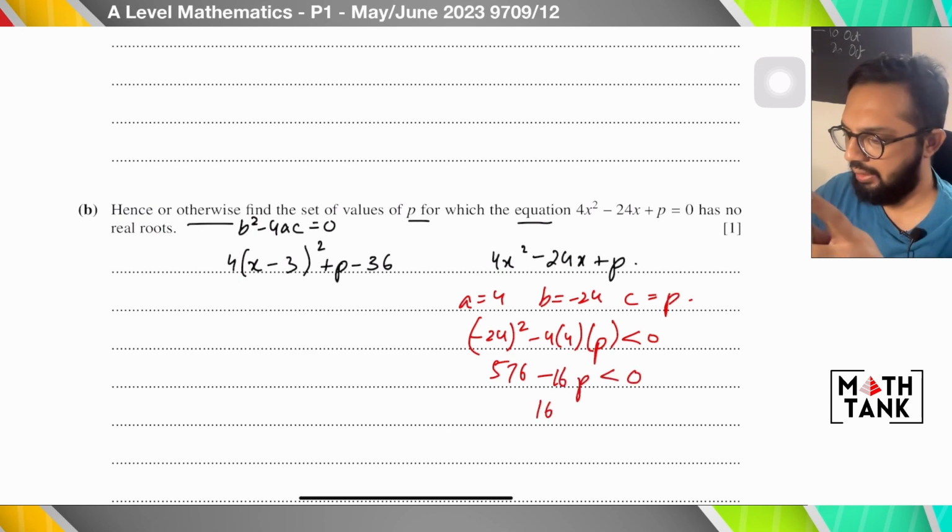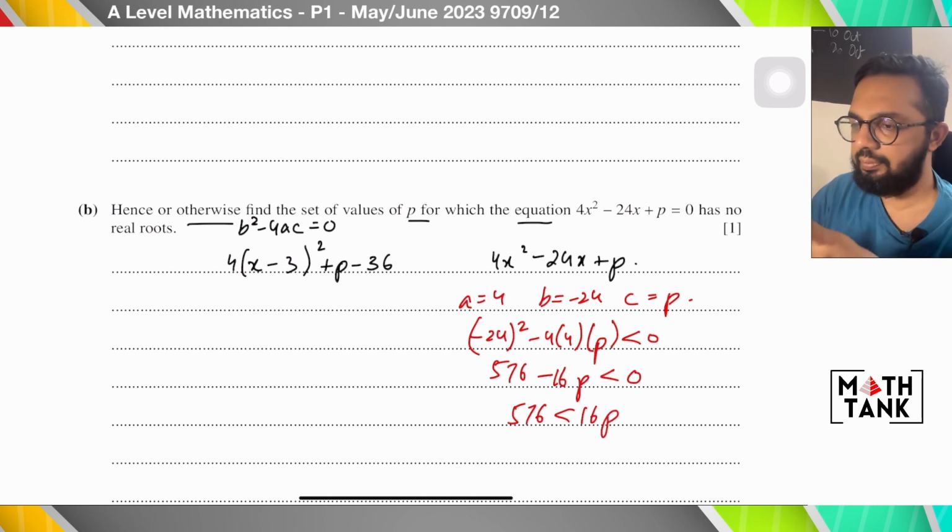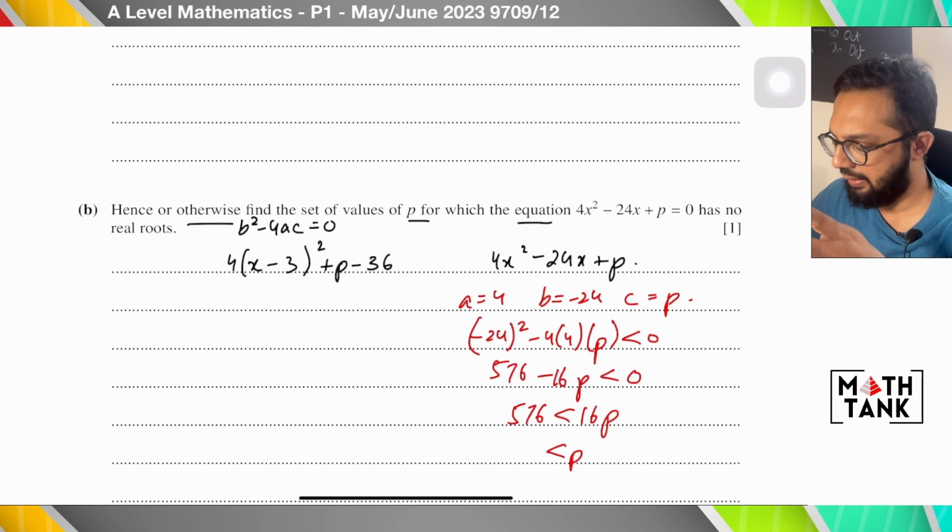So 576 is less than 16p. I hope that's the correct answer. Yes, it says p is greater than 36.